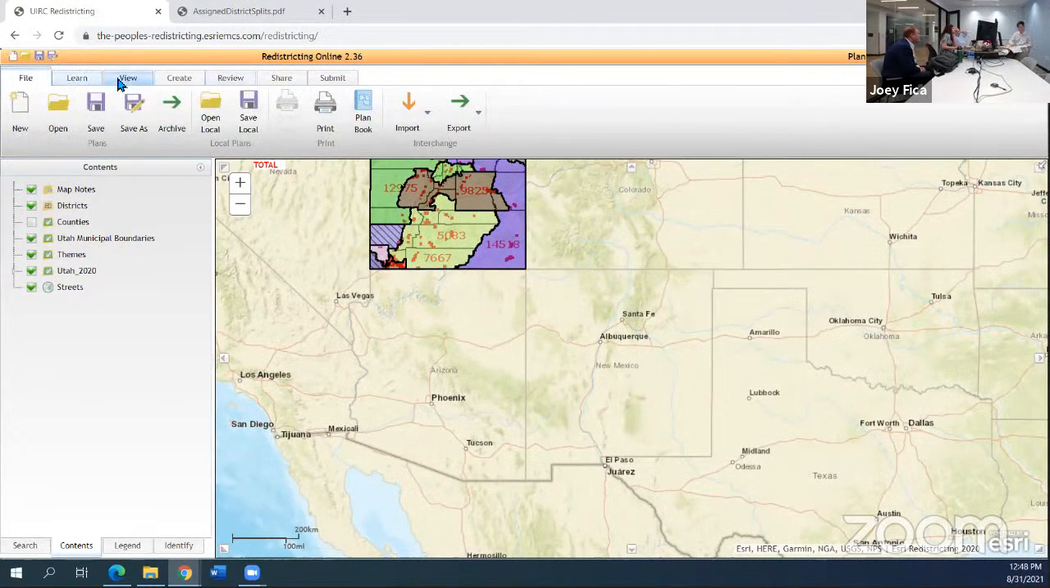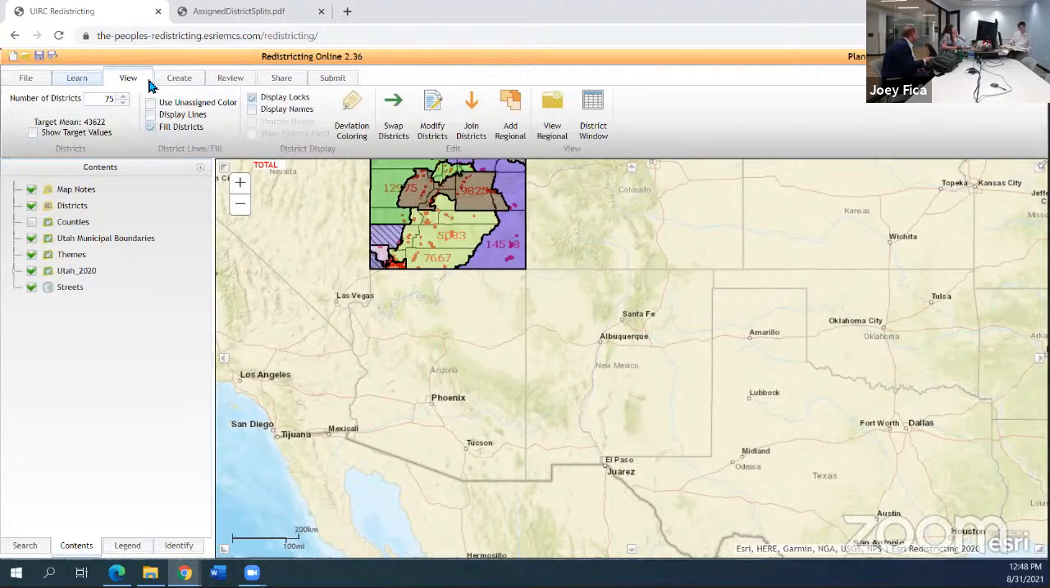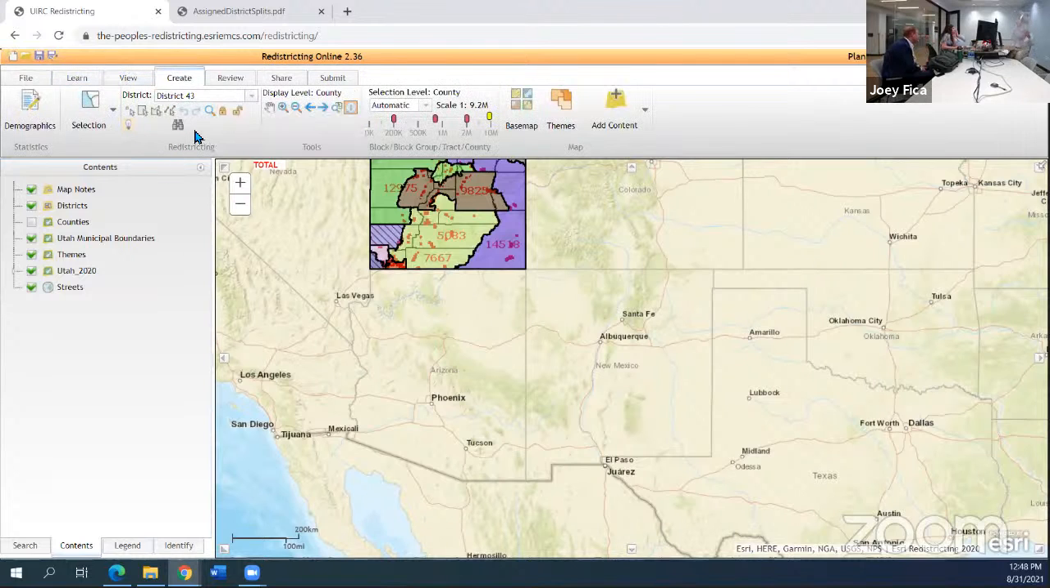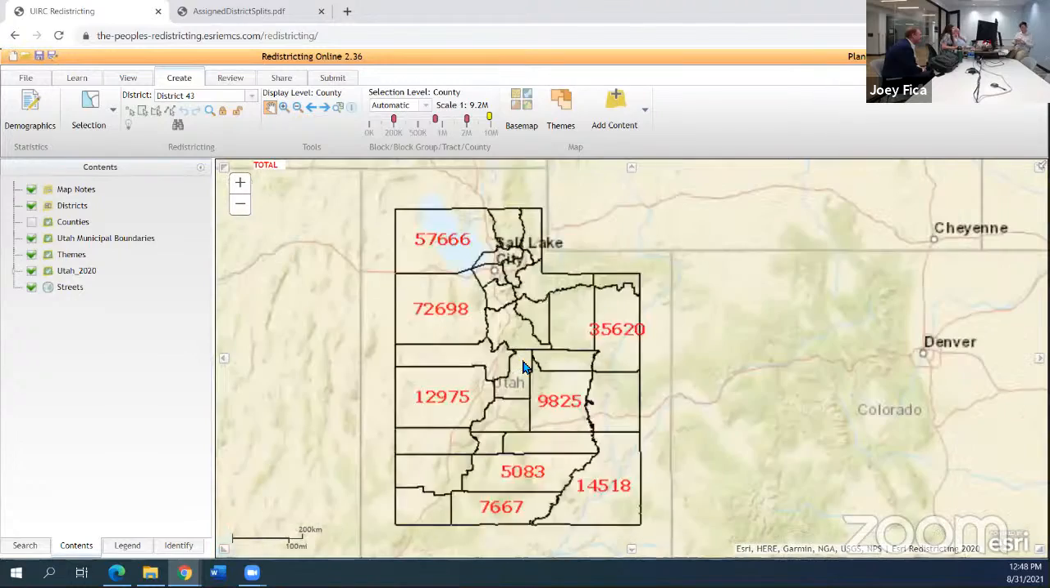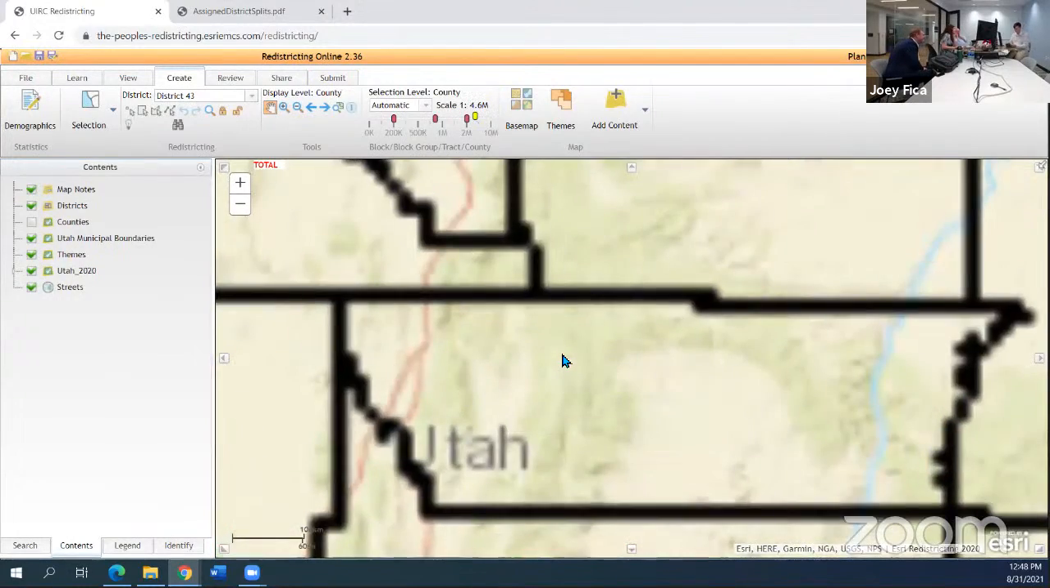Sometimes when you're drawing by cities, you've got these discontiguous cities, and it ends up creating these districts that are problematic. Spanish Fork has like 13 little islands. Sandy as well, I saw, has a lot of holes in it. They haven't been annexed in.